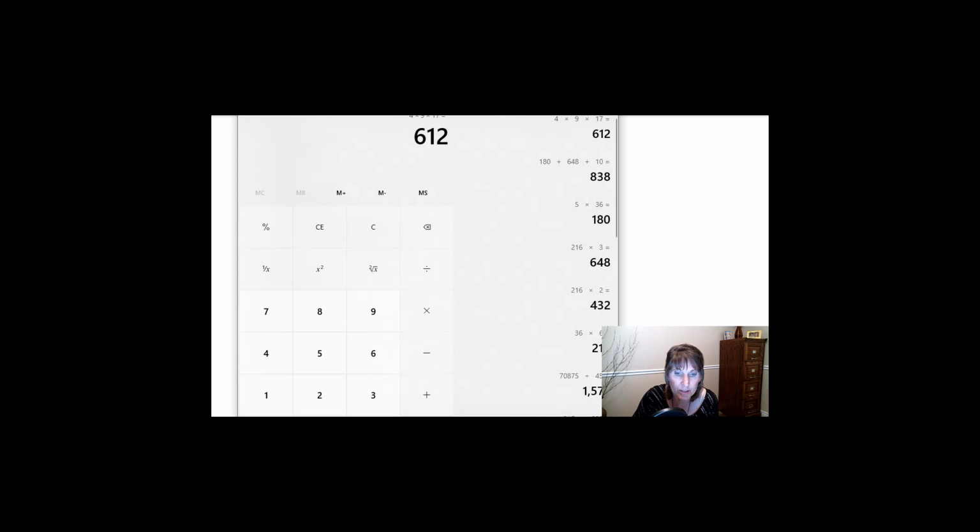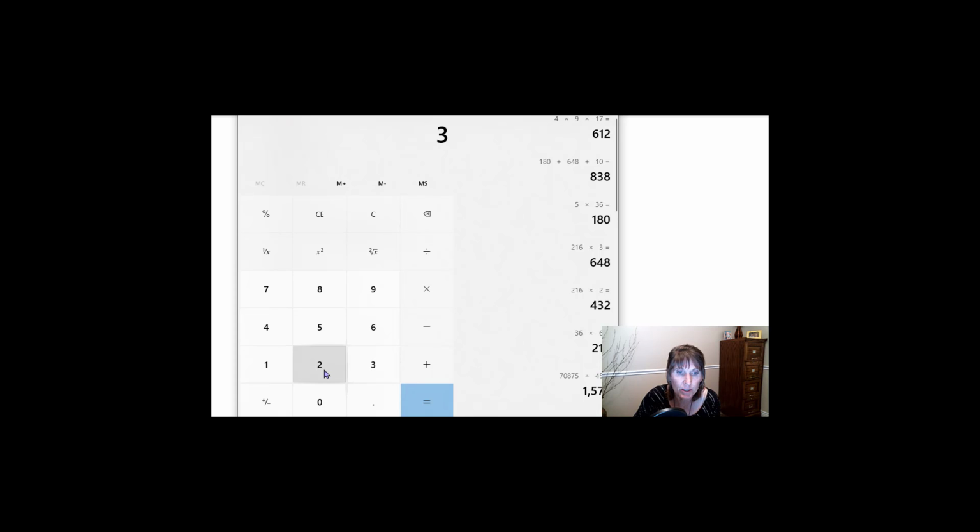So again, let's get our calculator out to be able to do that. And we do 34 times 36 equals 1224. We divide that by the greatest common divisor, which is 2, and we end up with 612. So that's the relationship between the greatest common divisor and the least common multiple.